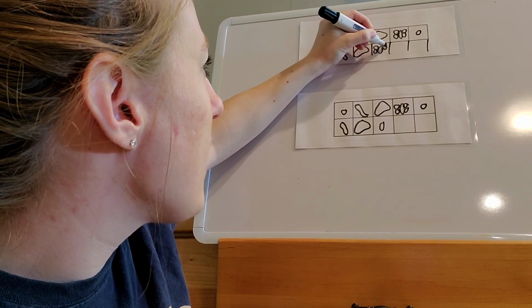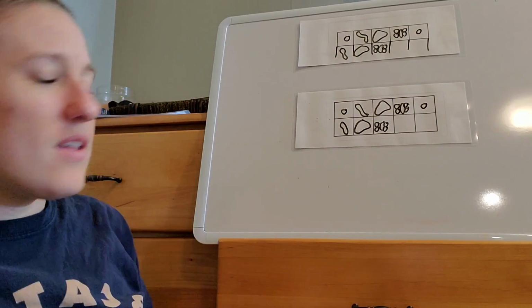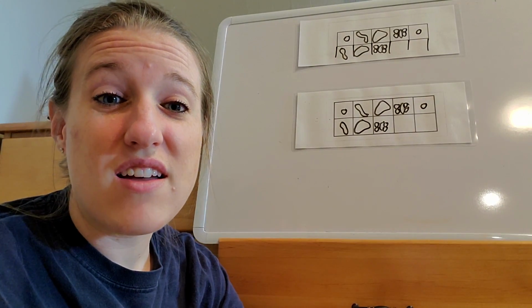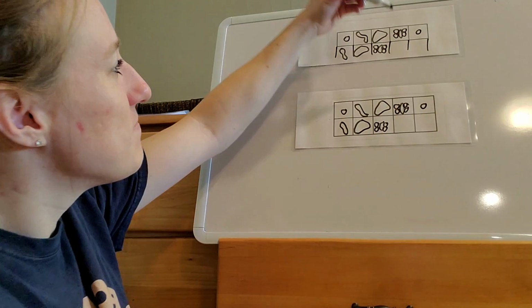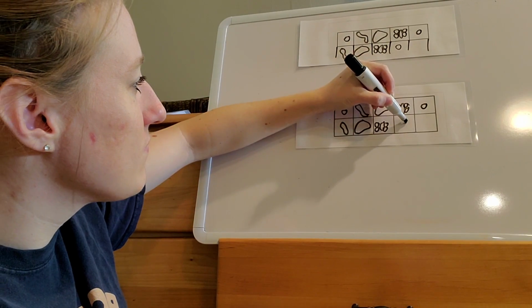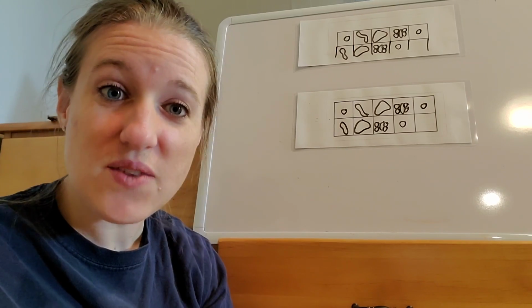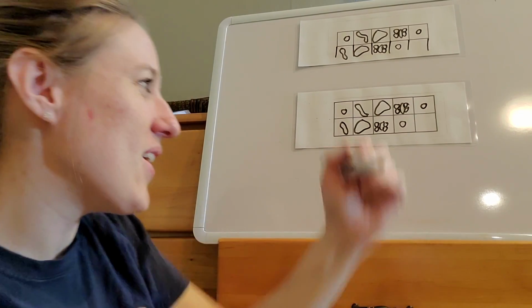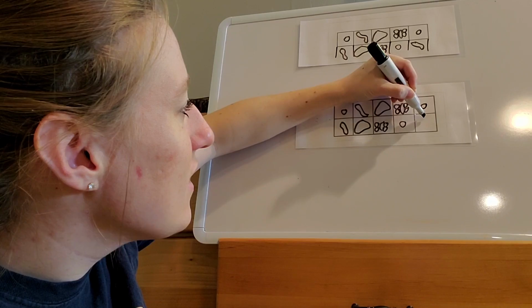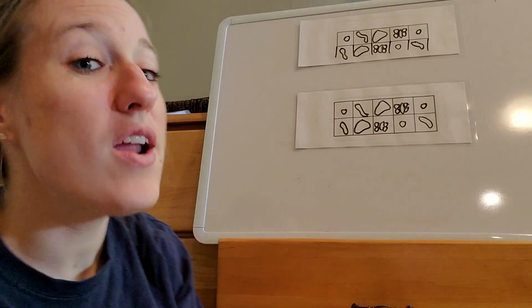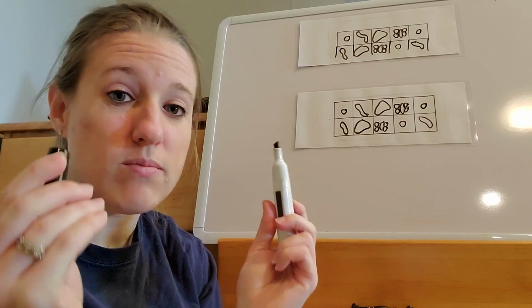Draw your butterfly. 1, 2, 3, 4. Then the butterfly lands on the leaf and it lays an egg. Draw your egg. Then the egg hatches into a caterpillar. And the life cycle keeps going and going and going. It happens over and over and over because it's a pattern. All right, put your lid on your marker.